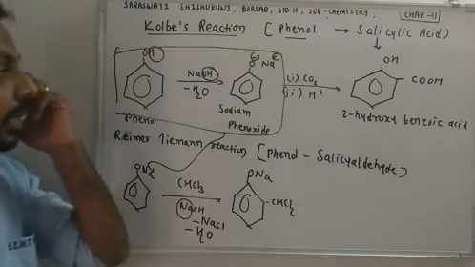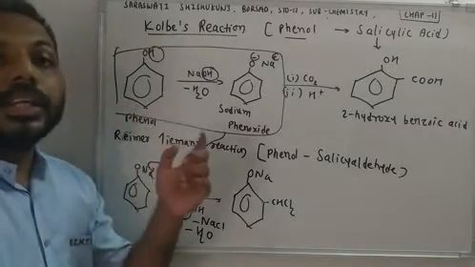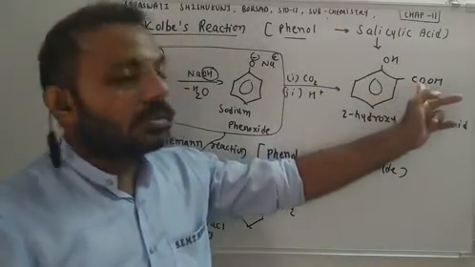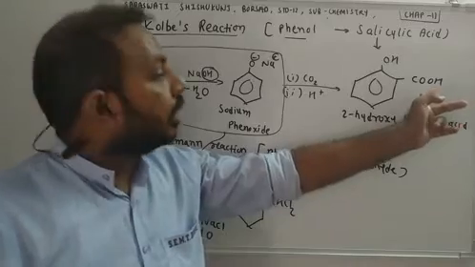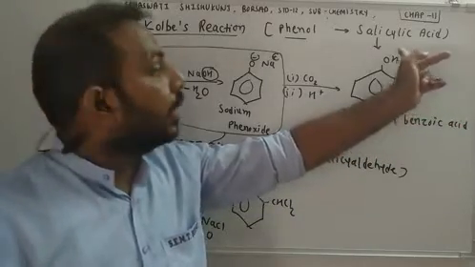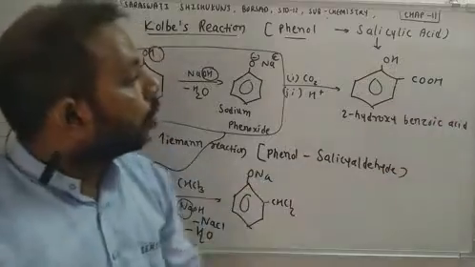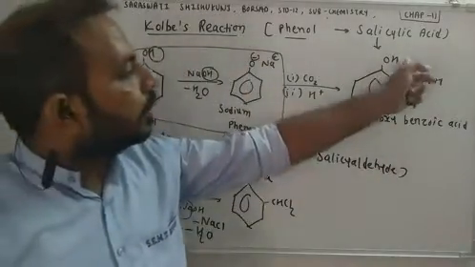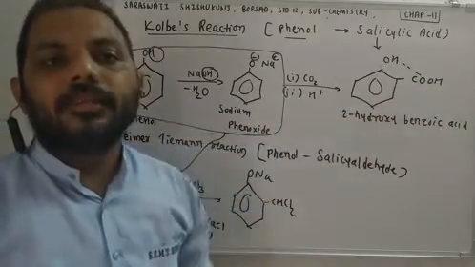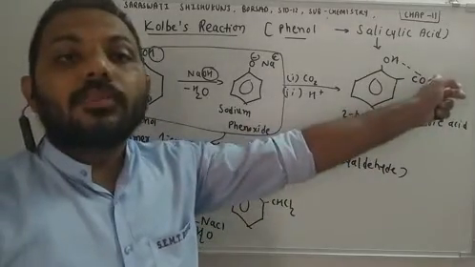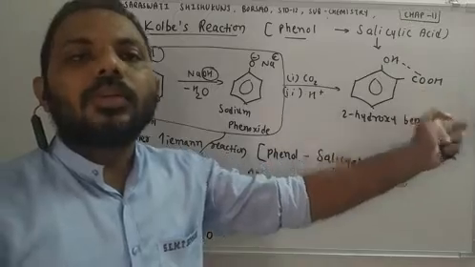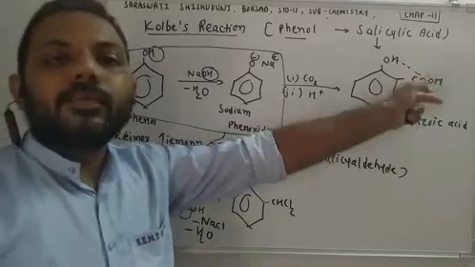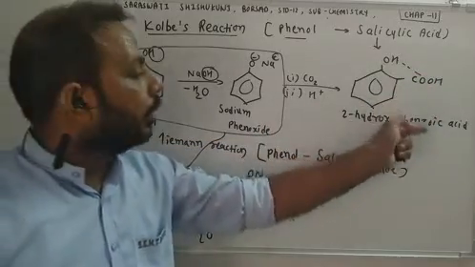The reason is that in the resonance structure there is more electron density at the ortho and para positions, but if the reactant is added at the ortho position, there is a chance of intramolecular hydrogen bonding. This bond is possible between H plus and the oxygen of the carboxylic acid. Because of this intramolecular hydrogen bonding, the ortho product is very stable, so we are getting a larger amount of the ortho product. So we are writing only the ortho product, 2-hydroxybenzoic acid.